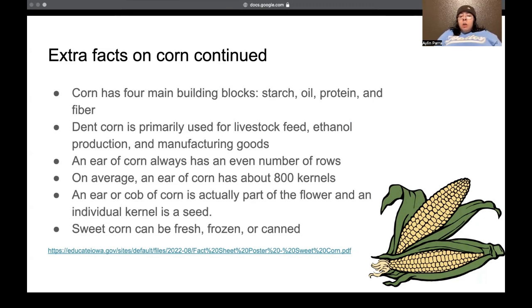An ear of corn always has an even number of rows. On average, an ear of corn has about 800 kernels. And an ear or cob of corn is actually part of the flower, and an individual kernel is a seed. Sweet corn can be fresh, frozen, or canned.